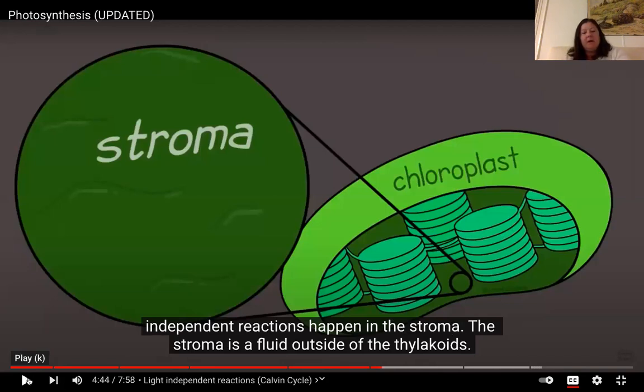Okay, let's go ahead and get that labeled. So you're just going to label anywhere where there's like blank space. So I'm going to draw my arrow right here, and that is the stroma. So I just drew an arrow to the blank space between my granum. The stroma is a fluid outside of the thylakoids.